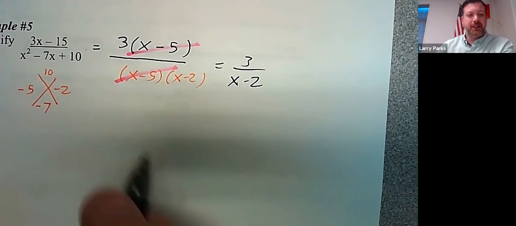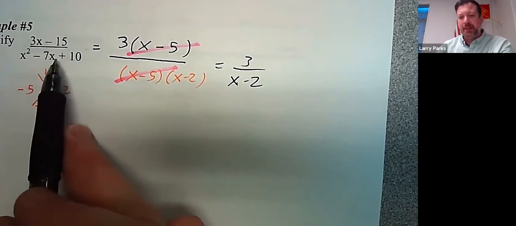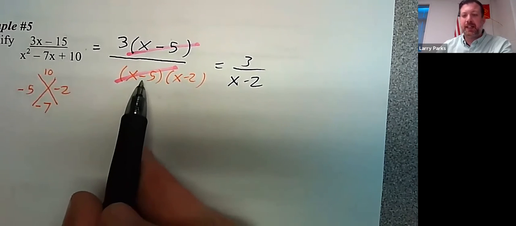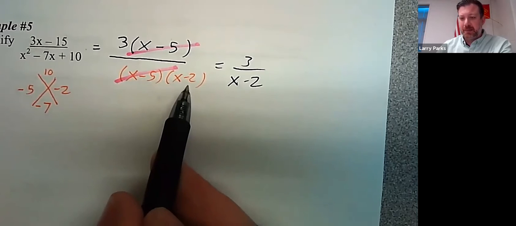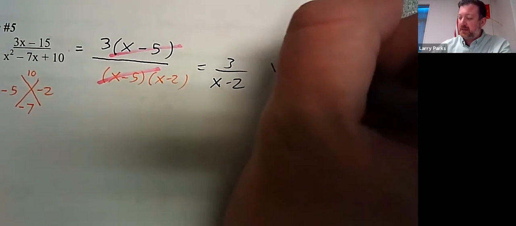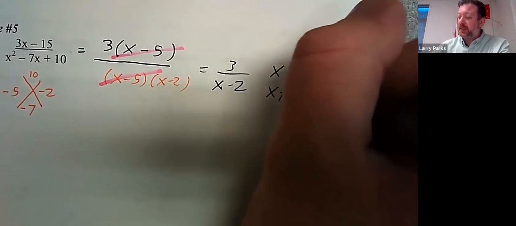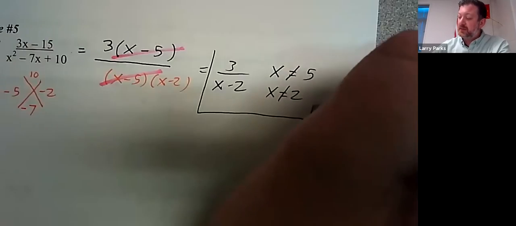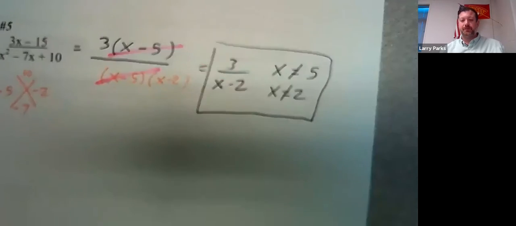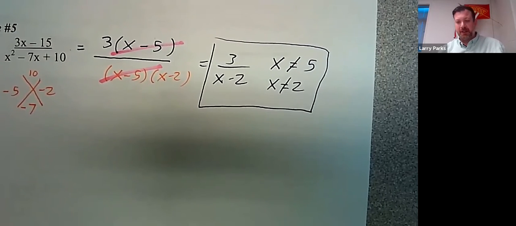Now, what are the excluded values? You look only at the denominator, not the numerator. X cannot be 5. X cannot be 2. So I say x cannot be 5. X cannot be 2. And then that would be my simplified expression.